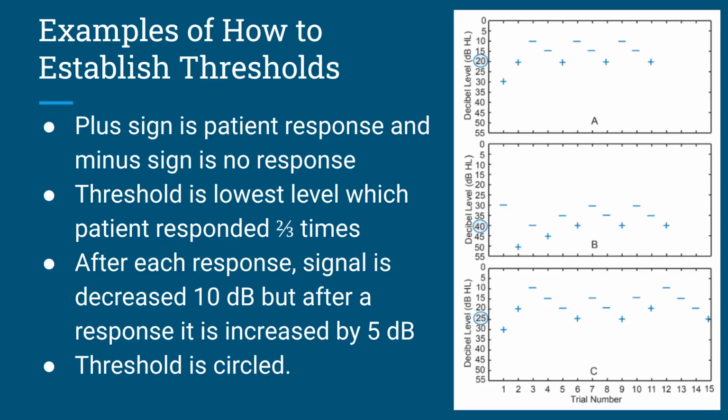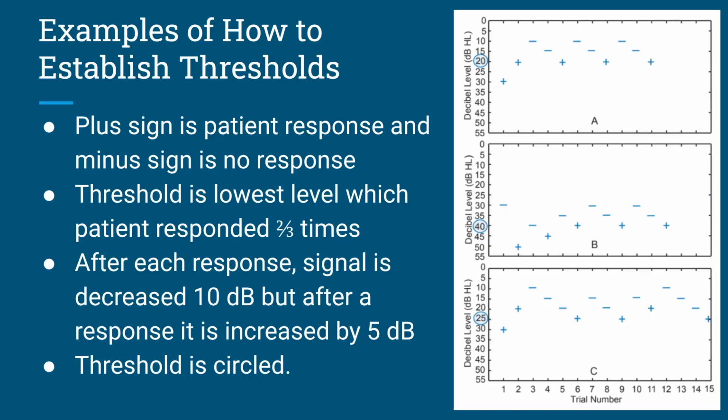We got no response there. So we increased it to 35 dB. No response again. We increased it to 40 dB. Got a response, decreased to 30. Got no response, increased it to 35. And then no response, increased it to 40, where we got a response. So we got three responses in ascending series. So for a threshold at 40 dB.